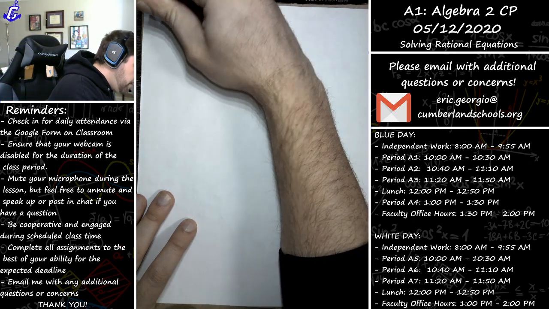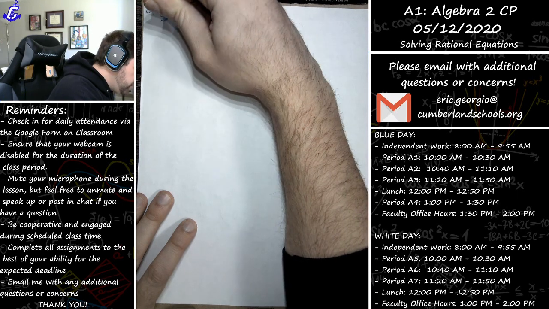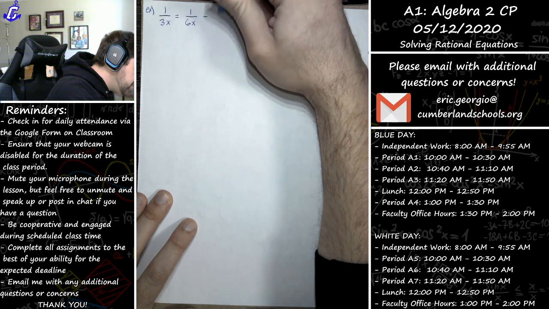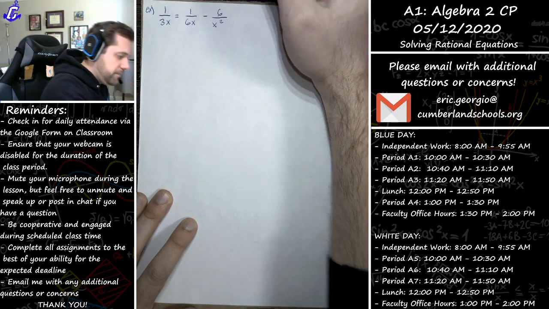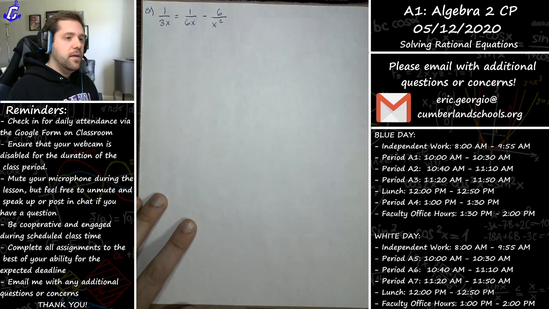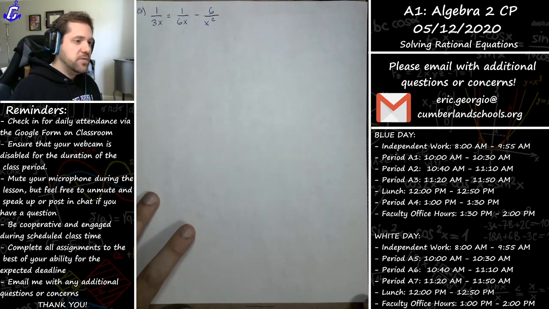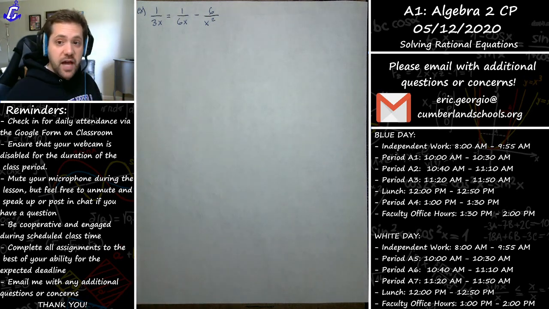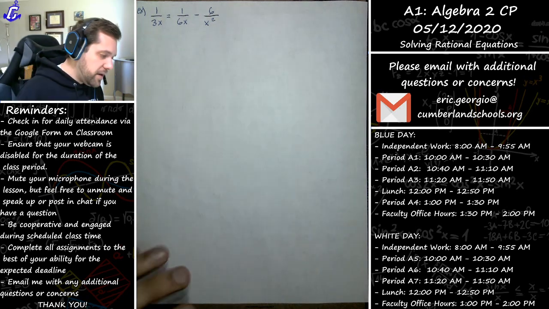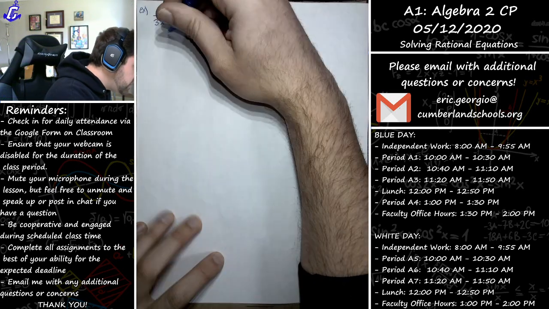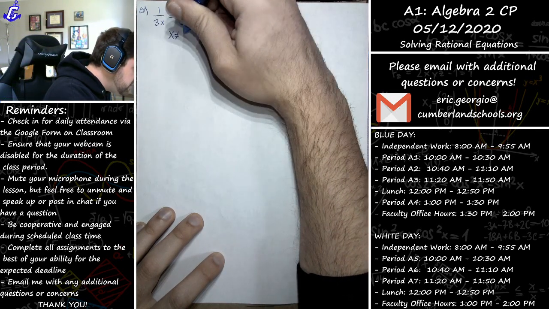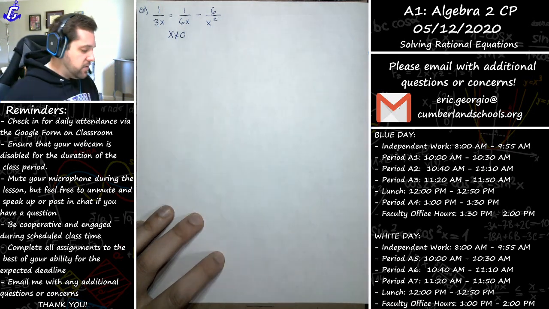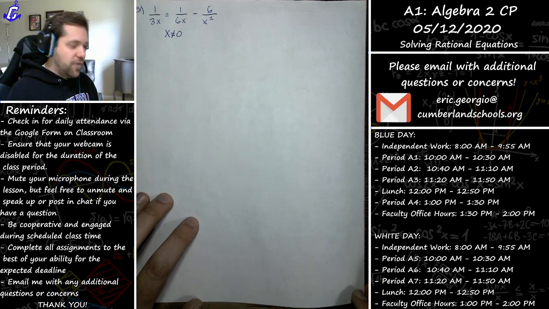How about this? We got 1 over 3x equals 1 over 6x minus 6 over x squared. So here's our second problem. First thing, factoring. Is there any factoring to do in the denominator? Not really. Everything's already broken down enough. We can now identify our domain restriction. The domain restriction here would be 0 itself, because 0 times 3 would make 0, 0 times 6 would make 0, and 0 squared would make 0. That would be bad across the board.